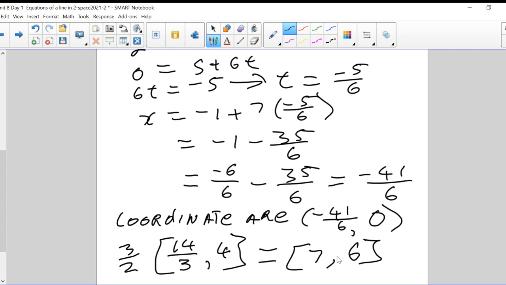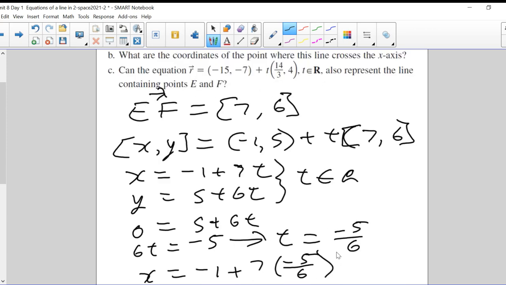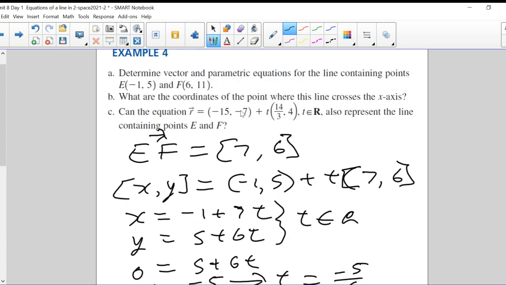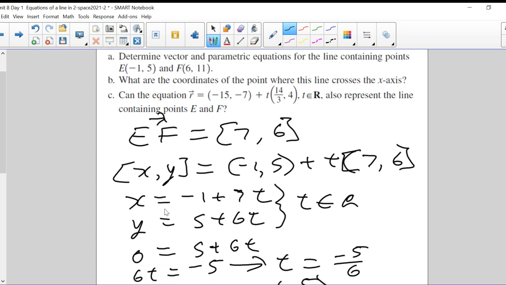But we still have to establish one more thing. And that is, is this point also on the original line that we just talked about? Right? Is the (-15, -7) also on this line right here?